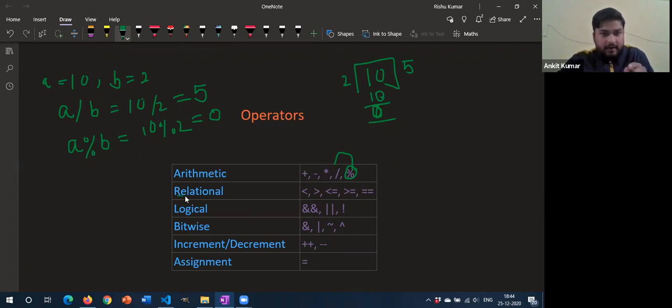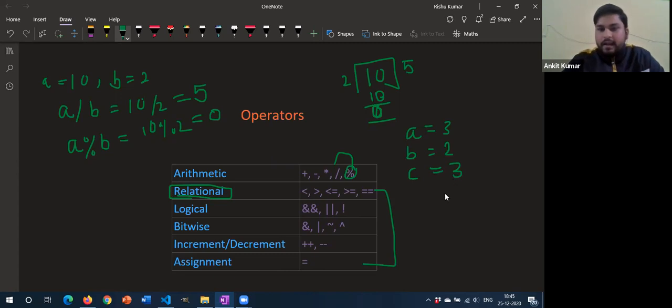Similarly, have a look at the relational operators. In relational operators, we have many symbols like less than, greater than, less than or equal to, greater than or equal to, or equal to equal to. Now, the thing to note over here is the assignment operator, which is a single equal to. What is the difference between these? Relational operators are used for comparing two values. Let us say you have a variable a which is equal to 3, a variable b which is equal to 2, and a variable c that is equal to 3.